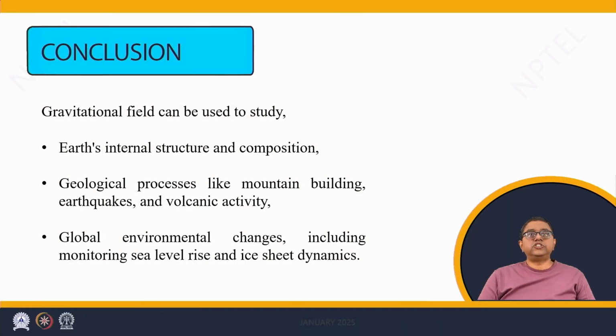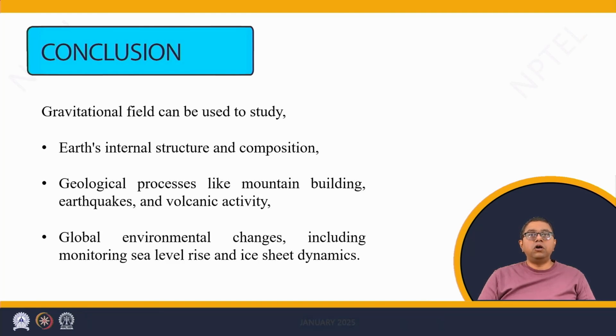Thus, in this lecture, we obtain the following conclusions. The gravitational field, in particular, can be used to study Earth's internal structure and composition, and various geological processes such as mountain building, earthquakes, and volcanic activity. These processes give a distribution of masses which vary with space and time. Hence, this leads to a gravitational field which is complicated spatially and varies temporally.